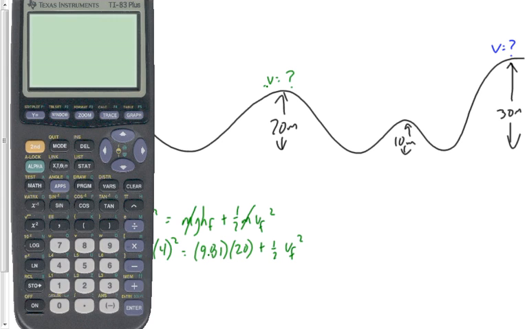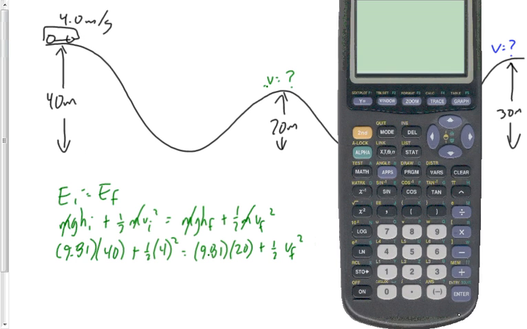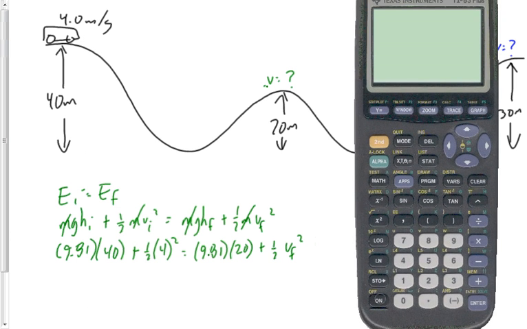All right, so let's get what we have on the left-hand side here first. Let's say 9.81 times 40. Doing the first one, 9.81 times 40 is 392.4. Let's add to that, use some brackets here, 0.5 times 4 squared. Okay, there's the left-hand side.